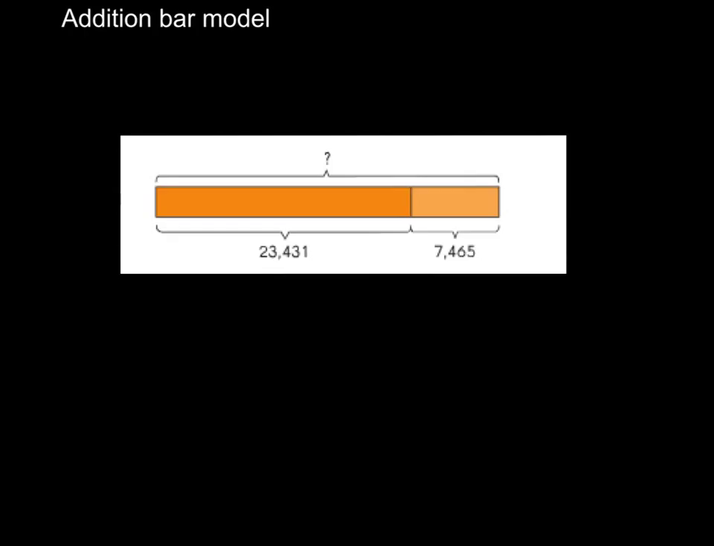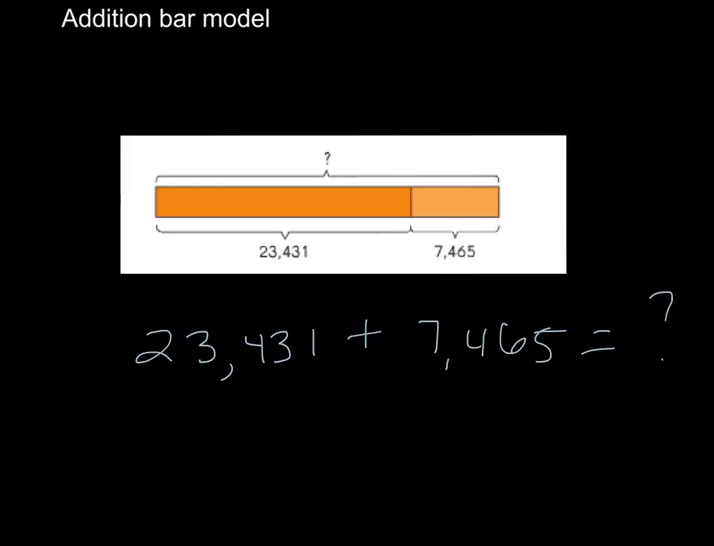I want you to note in this bar model that's an addition one, we have two different size pieces, so they're different colors and they look different sizes, which is important. But what we're looking for is the total, so the sum of the two pieces. So you can see that if I bring those two pieces together, 23,431 plus the 7,465, that's going to equal the total of the whole bar. And you would bring those two pieces together for the sum of 30,896, and that is what the question mark is.